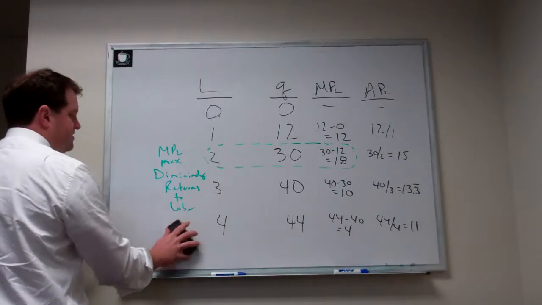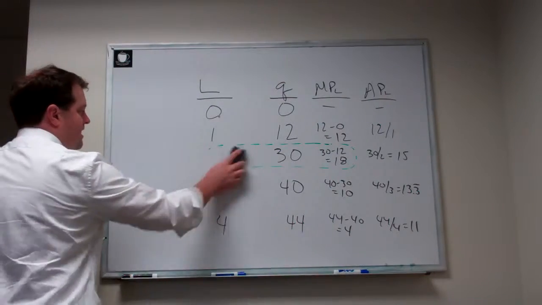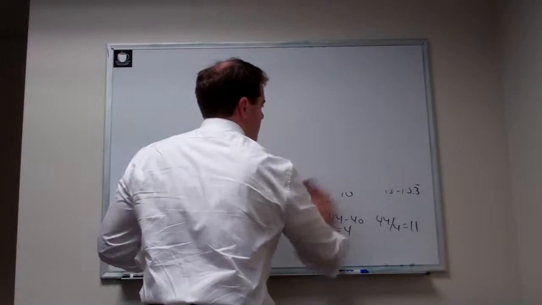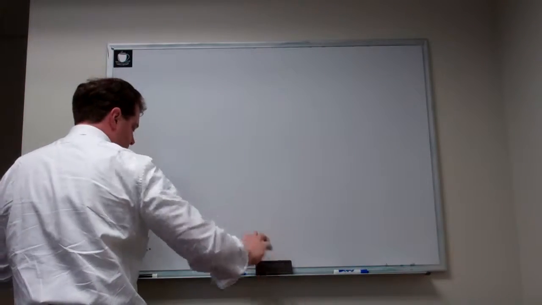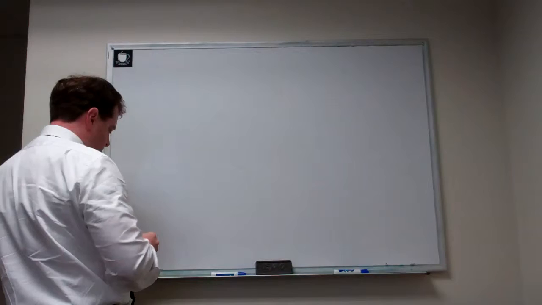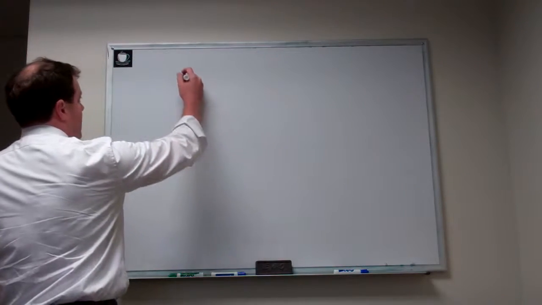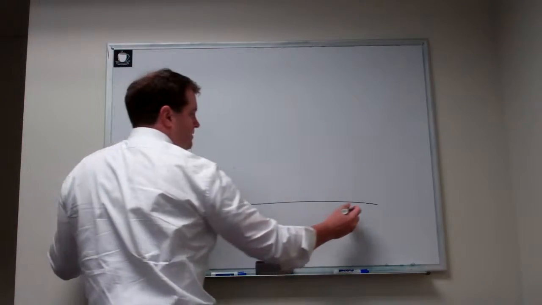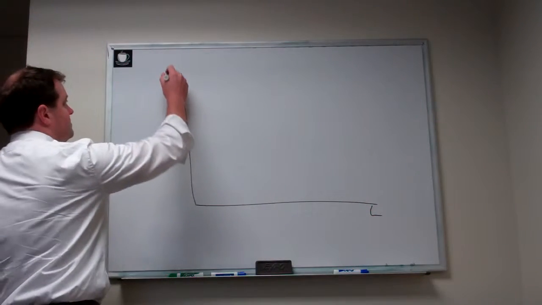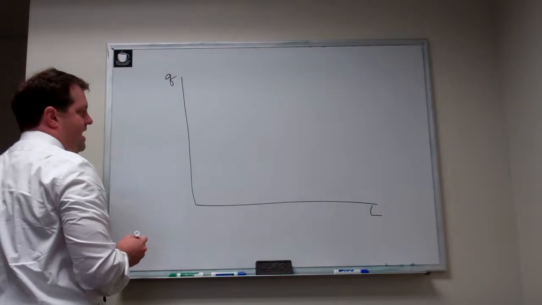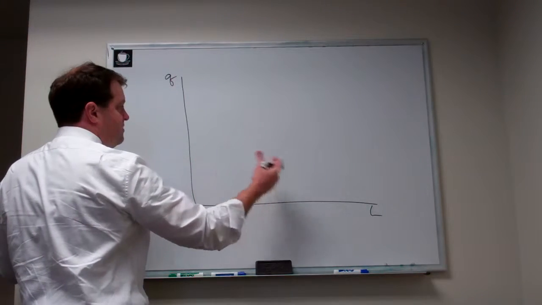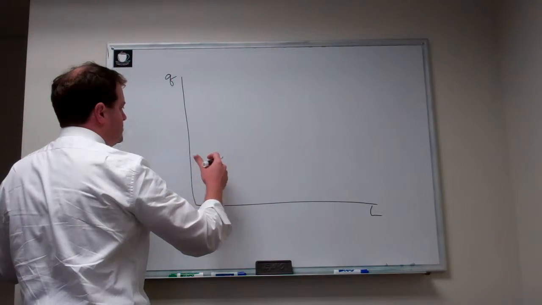So now let's leave aside this table and just think generally about how marginal product and average product of labor can be graphed. Right? And when we create a graph, we want to have the independent variable on the x-axis and the dependent variable on the y-axis.